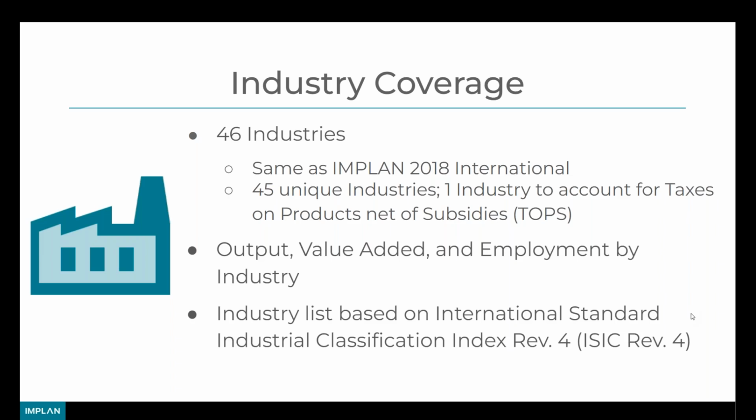For every country, we have output, value added, and employment by industry for all 45 industries, allowing for country-to-country comparison. Industries are classified according to the 4th revision of the International Standard Industrial Classification Index. You can find the full list of covered industries, as well as bridges to other classification schemes, on our support site at support.implan.com.